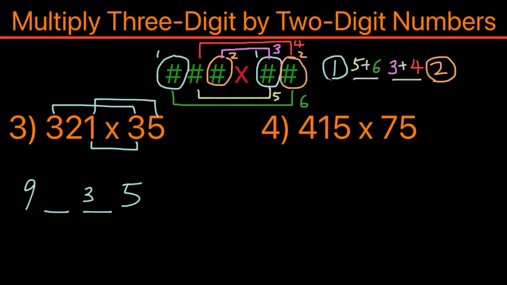Next step, second digit to last digit. 2 times 5 is 10. Fifth step, second digit to first digit. 2 times 3 is 6. And the last one, 3 times 5, which is 15.